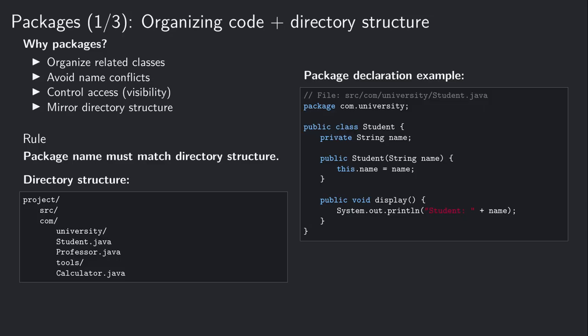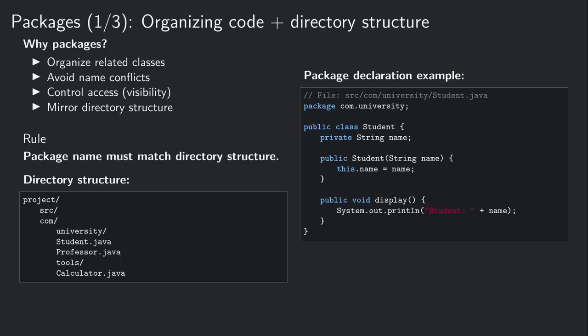Packages are Java's way of scaling from a few files to a real codebase. The motivation list is exactly what you feel in larger systems. Packages organize related classes and avoid name conflicts. You can have multiple Student classes in different packages. They control visibility, since access rules depend on package boundaries, and they mirror directory structure so your file system matches your namespace.